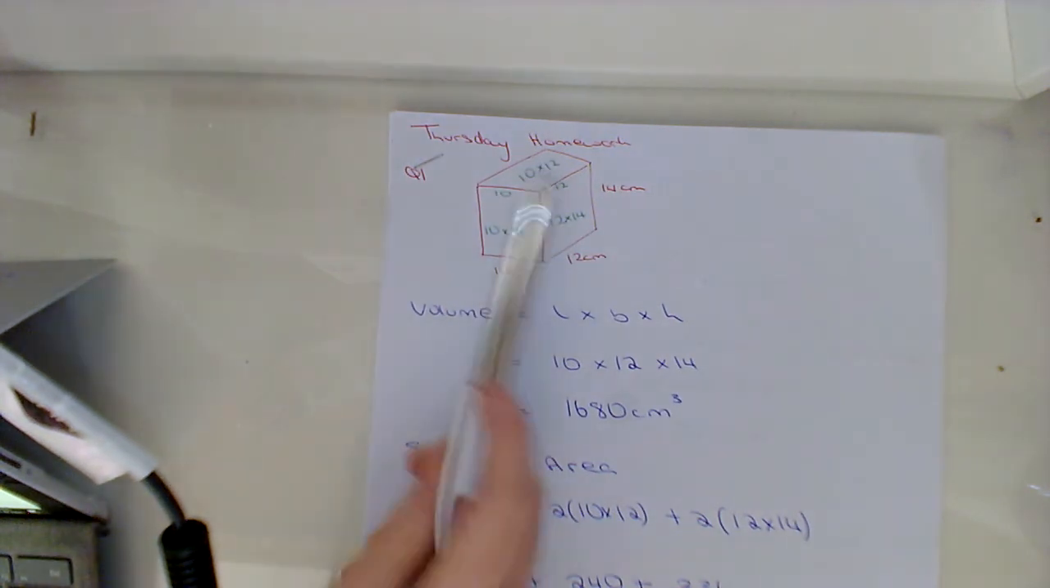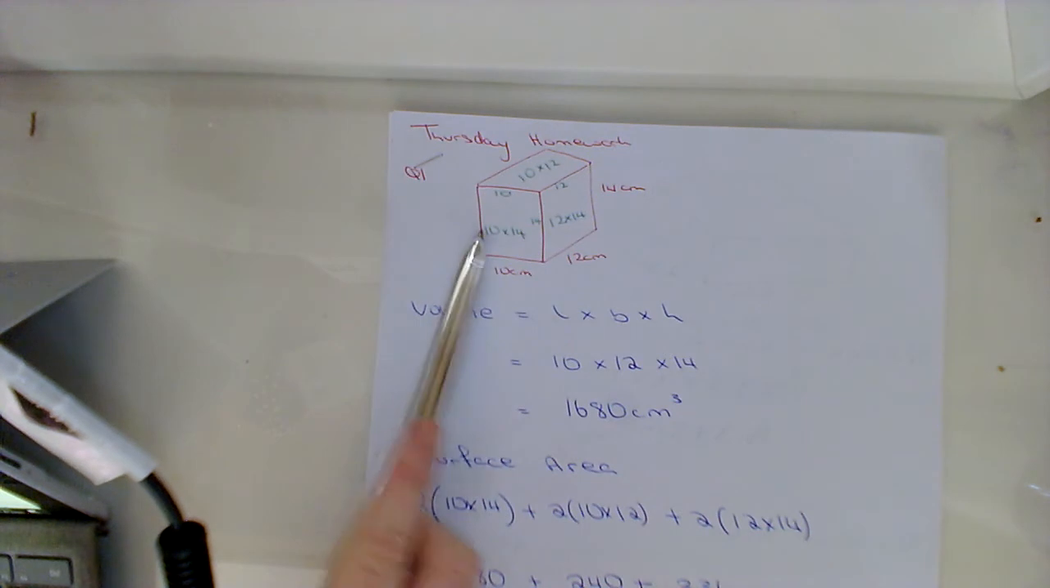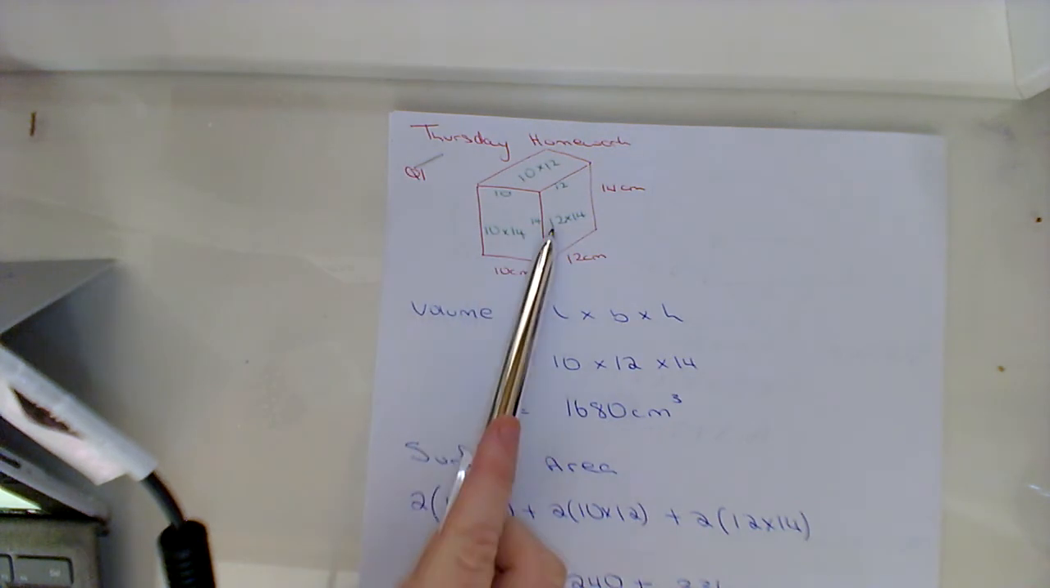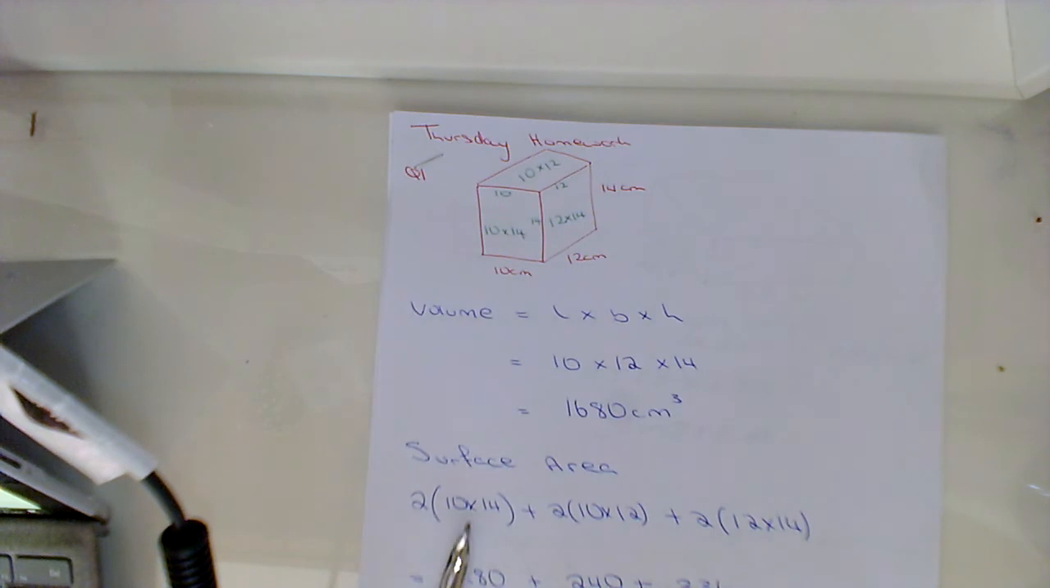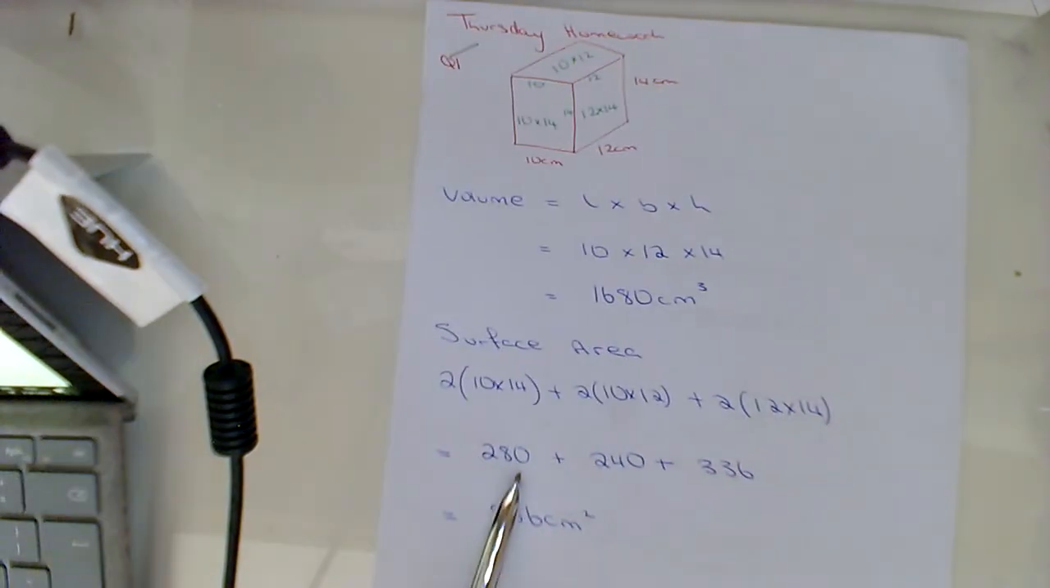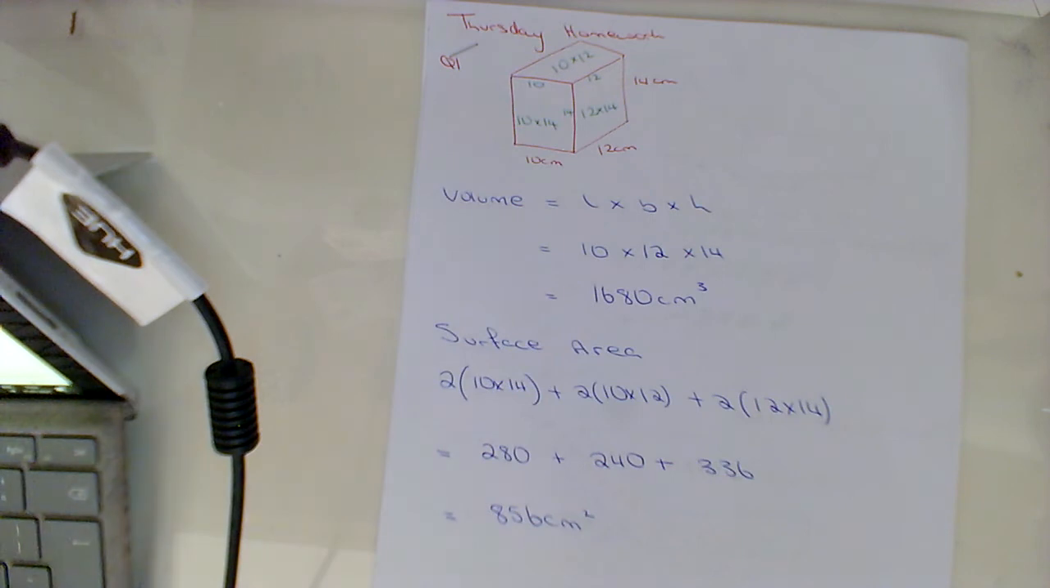and that will help you fill out how to find the missing areas. So this here is 10 by 14, this is 12 by 14, and this was 10 by 12. So I have 2 by 10 by 12 plus 2 by 10 by 14, sorry, plus 2 by 12 by 14, and I get 280 plus 240 plus 336, and my answer for question 1 is 856 centimeters squared.